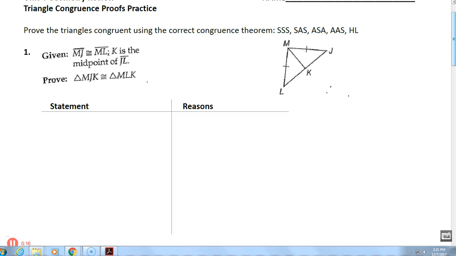So step one, and to save time, I'm not going to recopy all of this stuff down, but basically you recopy all that stuff down there, and then you write given as your reason. Now, I always go through and I like to count up any congruent symbols. So I have MJ congruent to ML. Well, luckily that's already marked on my picture.